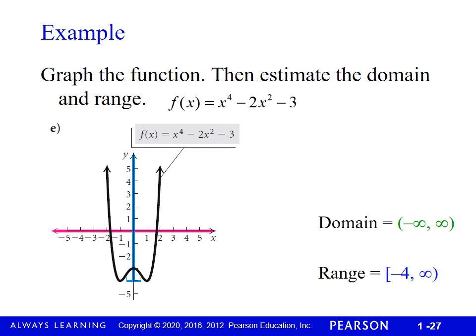So again, we're going to have a range from negative 4 with a bracket, because it includes negative 4, all the way up to infinity, okay? So what we're doing is we're looking at the lowest point of the graph and going across to the y value. When we're doing the domain, we're looking to the farthest left and the farthest right. For the range, the lowest and highest point.